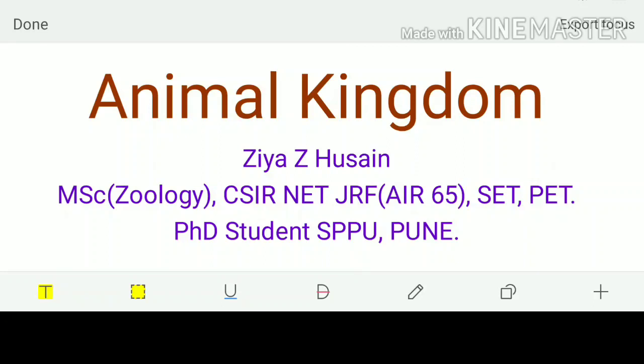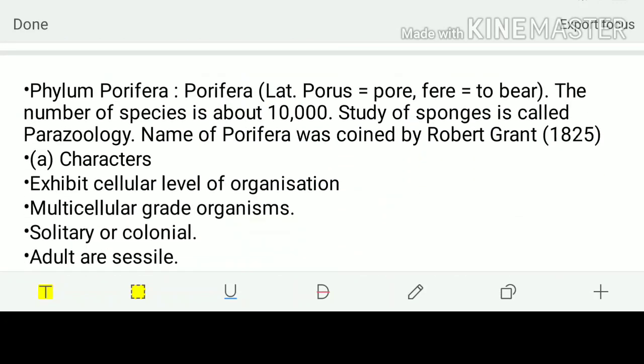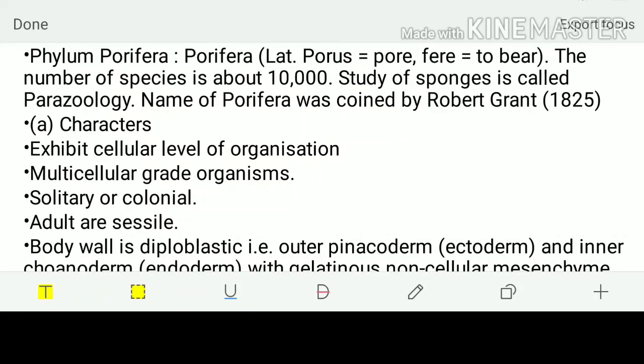So now let's get started. What we are dealing with is the classification of animal kingdom. And the first topic we will be dealing with is called Phylum Porifera.